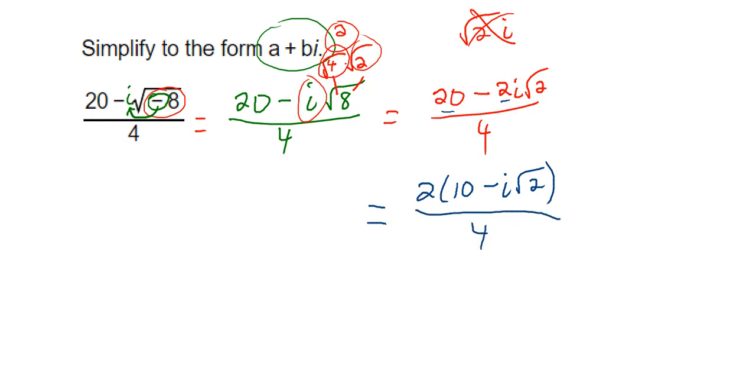And now that 2 is a factor, we can cancel it out with the denominator of 4, which is a factor since it's the only thing down here. And that'll leave me with a 2. Right. And so I'm going to have 10 minus i square root of 2 over 2.